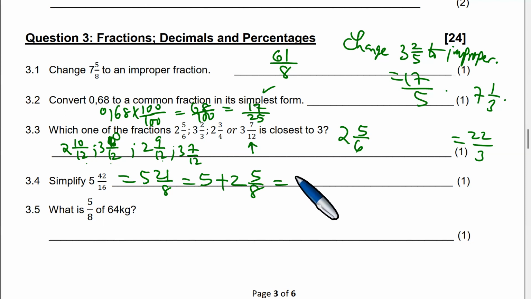What is 5 plus 2? 7. That is the answer. So the answer is 7 and 5 out of 8.